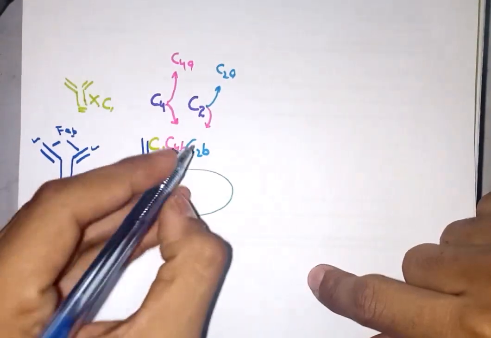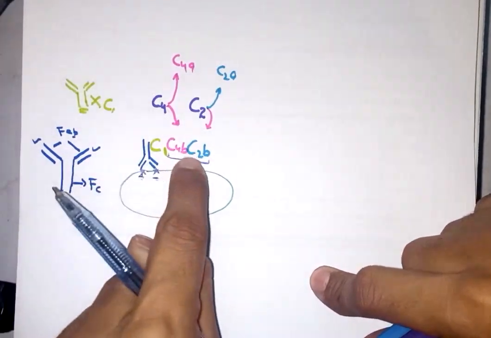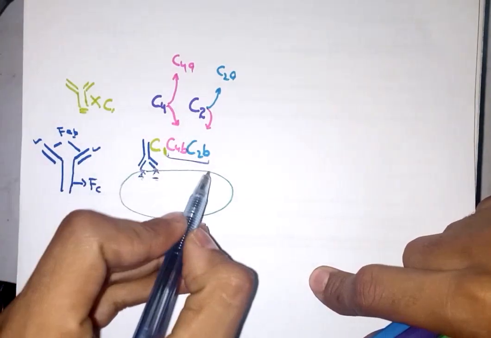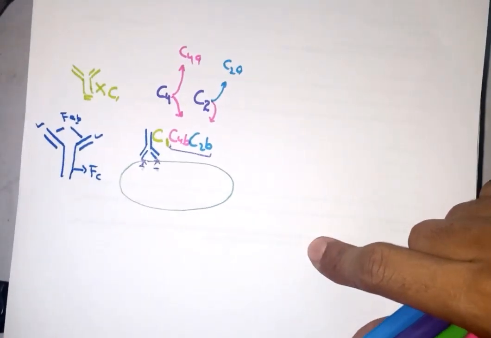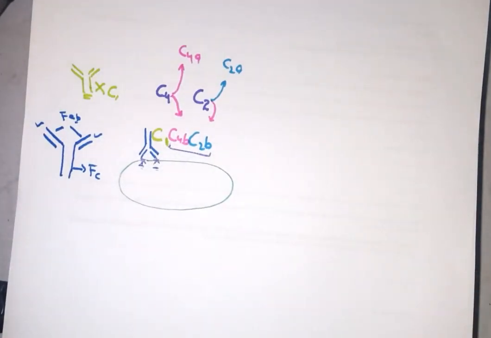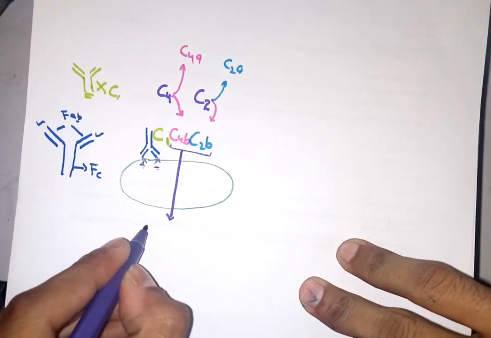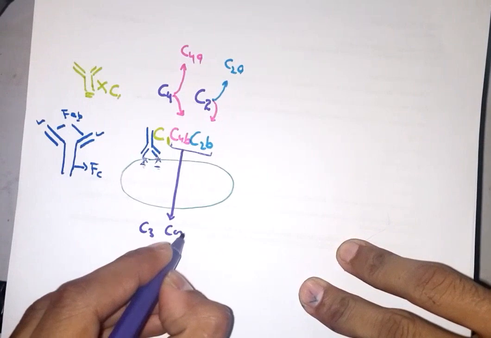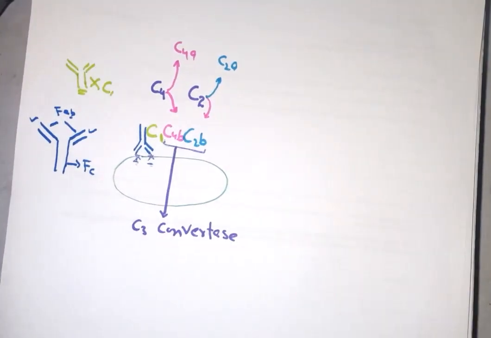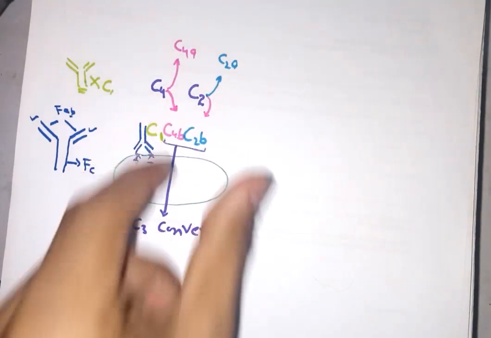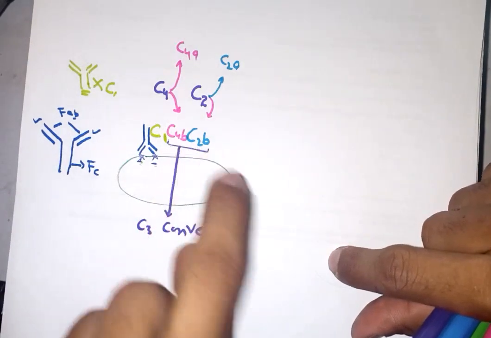Now the B portions will make a complex. So this complex, C4b and C2b, first C4b will attach and then C2b will attach. This complex of C4b and C2b is basically called C3 convertase. Now, if you look at the word C3 convertase, it means this complex will be able to convert C3.